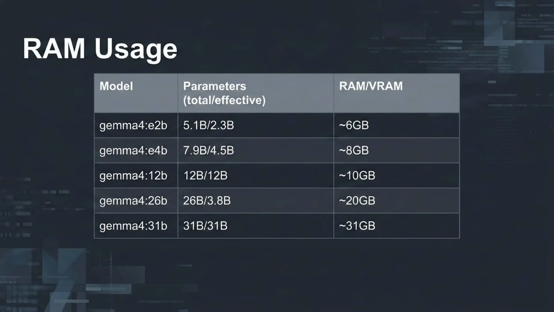So how much RAM do these different versions need? Well, if you run this effective 2 billion one, you need about 6 gigabytes of RAM, either RAM or VRAM, depending on where you're putting it. The effective 4 billion one was at 8 gigabytes. But now here you've got this 12 billion one, just 10 gigabytes. So a little bit bigger than that one, but as we'll see, much more capable. And then you jumped up to the bigger ones, 20 gigabytes and 31 gigabytes. So this one you needed like an RTX 5090 with 32 gigabytes of RAM to run it all from the GPU.